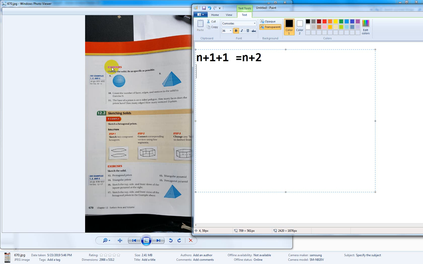In terms of the edges, an n-sided polygon will have n edges on the bottom, and then you'll have n edges on the top, and then you'll have n poles. So the answer with that one would be 3n. Vertices. How many vertices does an n-sided polygon have? How many corners does an n-sided polygon have? An n-sided polygon has n corners on the bottom and n corners on the top. So that makes it 2n.